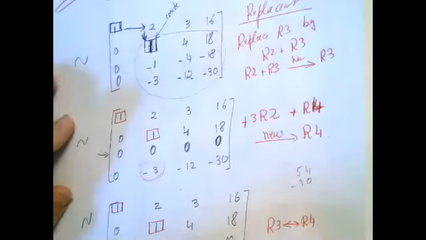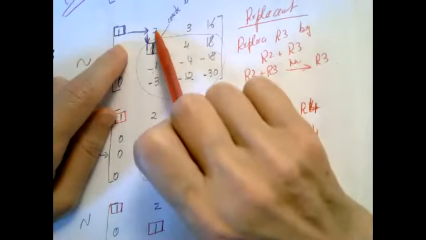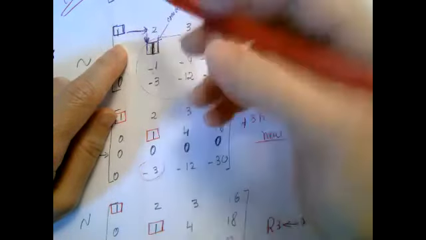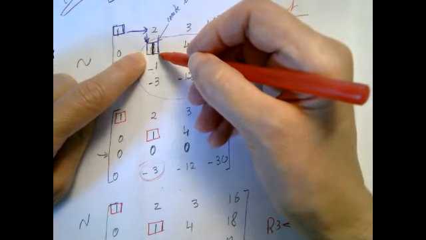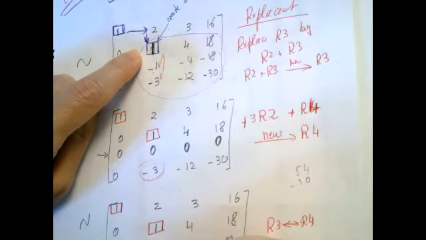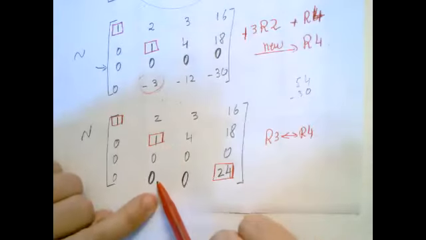So I did that, I reached that stage. Once I am done, I move to the right and below. And I create a leading in this spot right there. And then I repeat the process. I use replacement to make everything below it into a zero. And that's exactly what I did. So we hit right there.